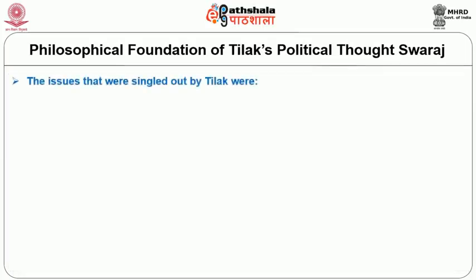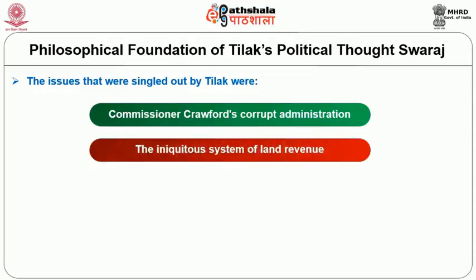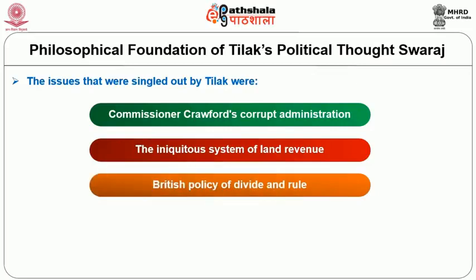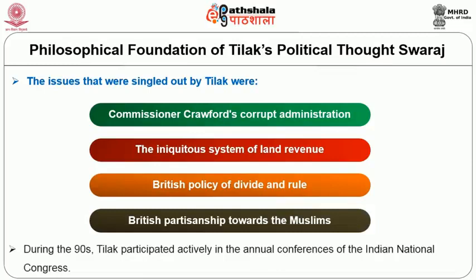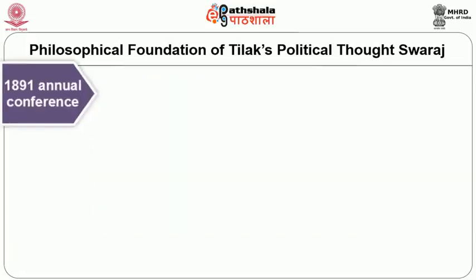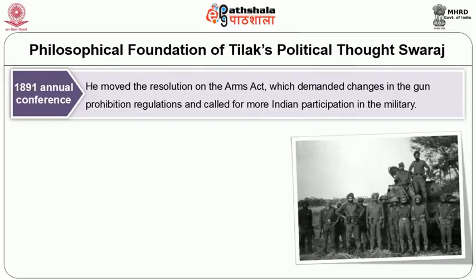The issues that were singled out by Tilak were Commissioner Crawford's corrupt administration, the inquisitive system of land revenue, the British policy of divide and rule, and the British partisanship towards Muslims. During the 90s, Tilak participated actively in annual conferences of Indian National Congress. In the 1891 annual Congress, he moved the resolution on the Arms Act, which demanded changes in gun prohibition regulations and called for more Indian participation in the military.